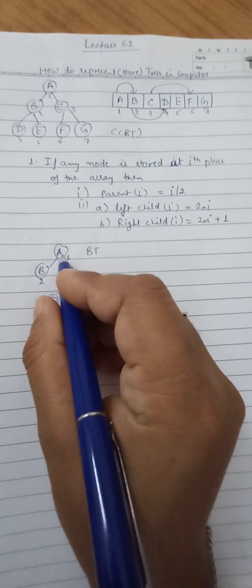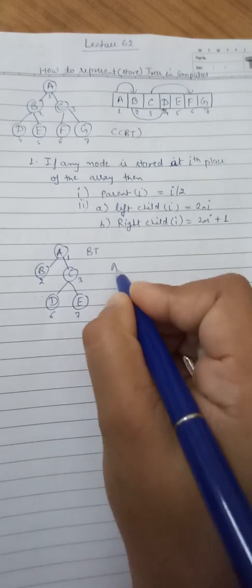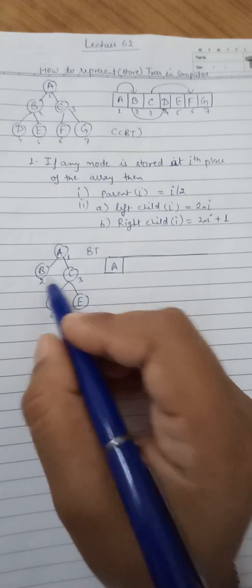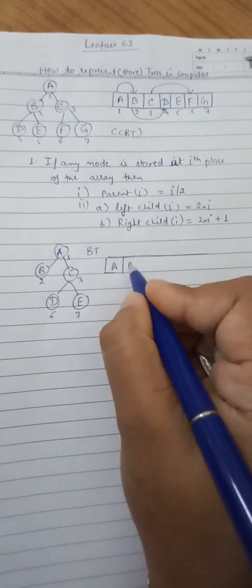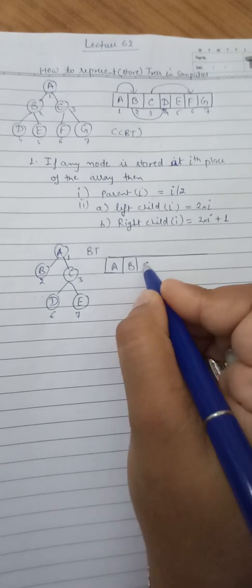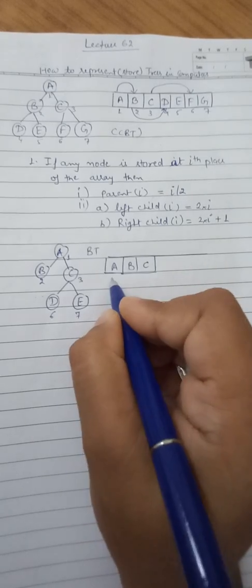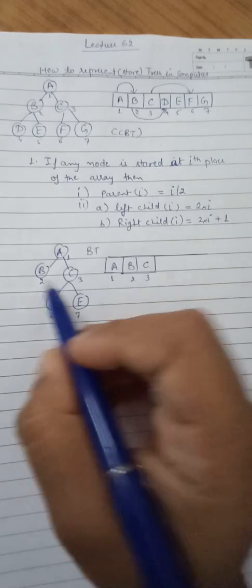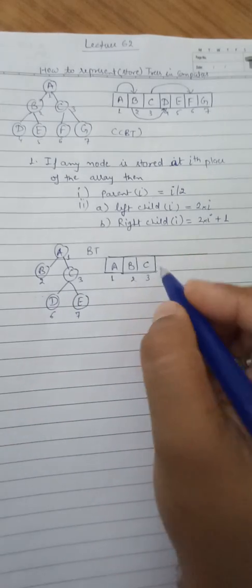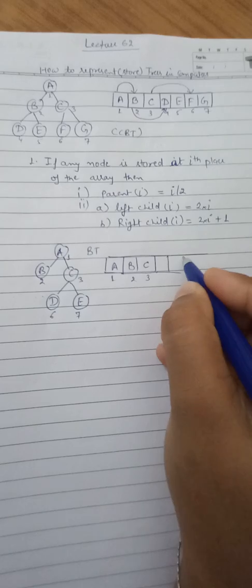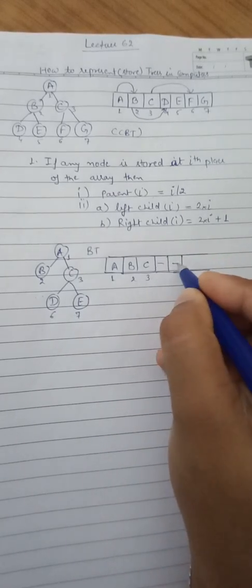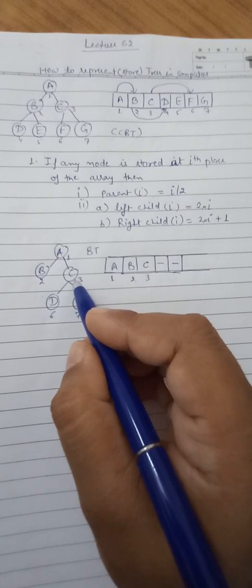First start with A. A is the parent, and after that what will come? A's children are B and C. B is left, so first B will come, then C is the right child, so C will come. So 1, 2 and 3. Now we can see from here that B's children are not available, so we will leave the space for the left child and for the right child.